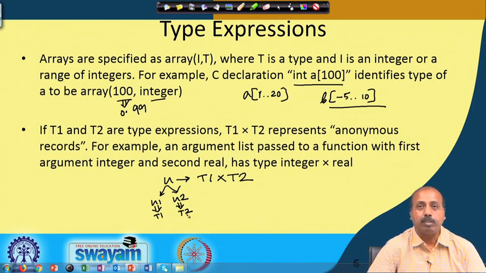So, this is an unnamed or anonymous record because it does not have a name. Sometimes we associate some name also with this type. For example, the structure construct in C language, where the structures have some name. So, that name will get associated with the type.